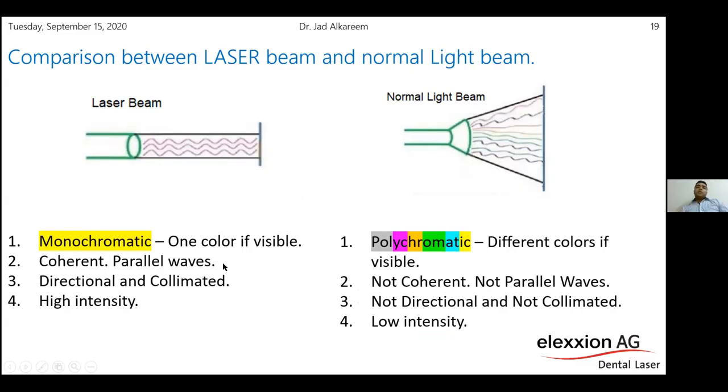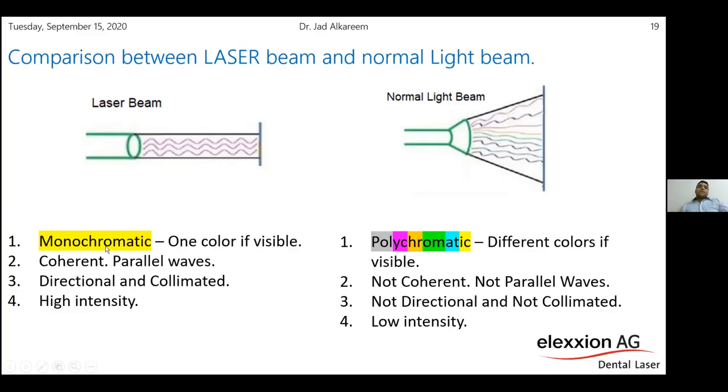In the laser, it's coherent. It has parallel waves, but the normal light is not coherent, and obviously it does not have parallel waves. The laser beam is directional and collimated, but the normal light is not directional and is also not collimated. So if you turn on the light in a specific part of your room, you will see that the normal light is scattered in the whole area. It is not only focused on certain parts, but it will be scattered in your room.